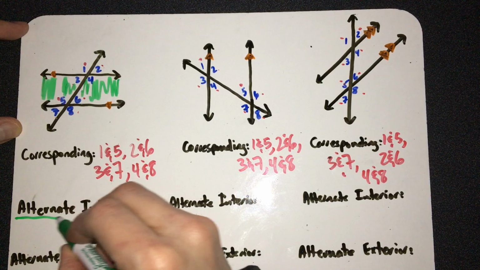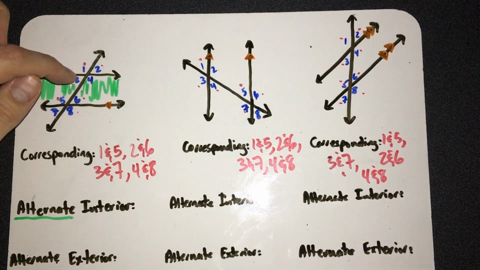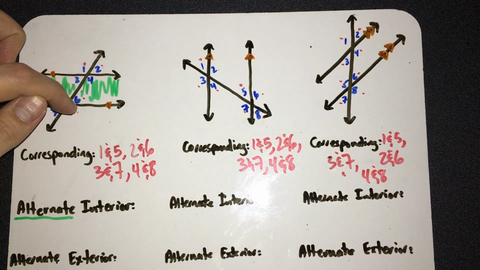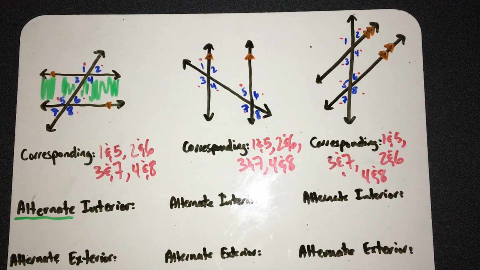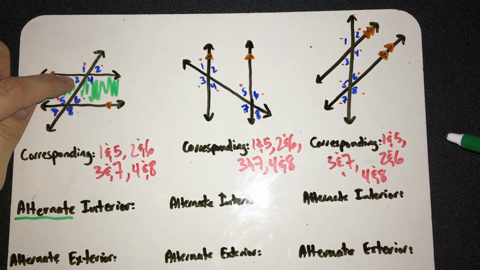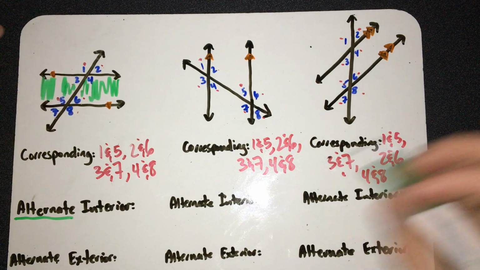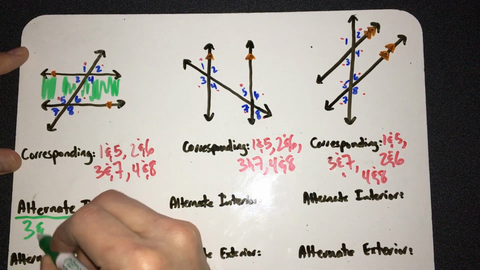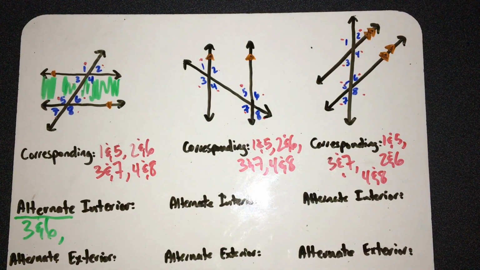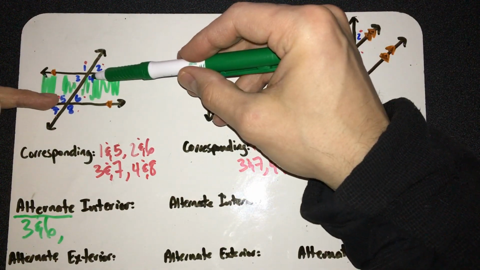Now, what about alternate? Alternate means you have one on the right-hand side and one on the left-hand side. And they should both be acute, or they should both be obtuse, right? Like if you're looking at this, angle 3 is acute, and so is this angle right here, 3 and 6. So those are your alternate interior angles, 3 and 6. And then you also have two obtuse angles, the 4 and the 5.